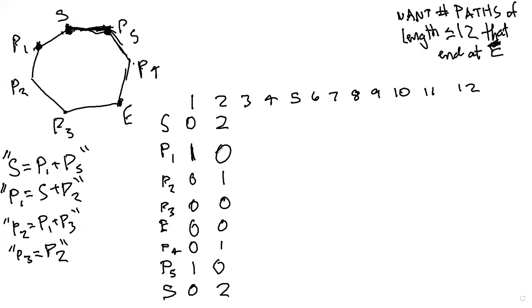P3 is P1 plus P3. Where did I say that? All right, so S is going to be P1 plus P5, which is 0 here. And that sort of makes sense. And then we could sort of do this sort of like branching thing.